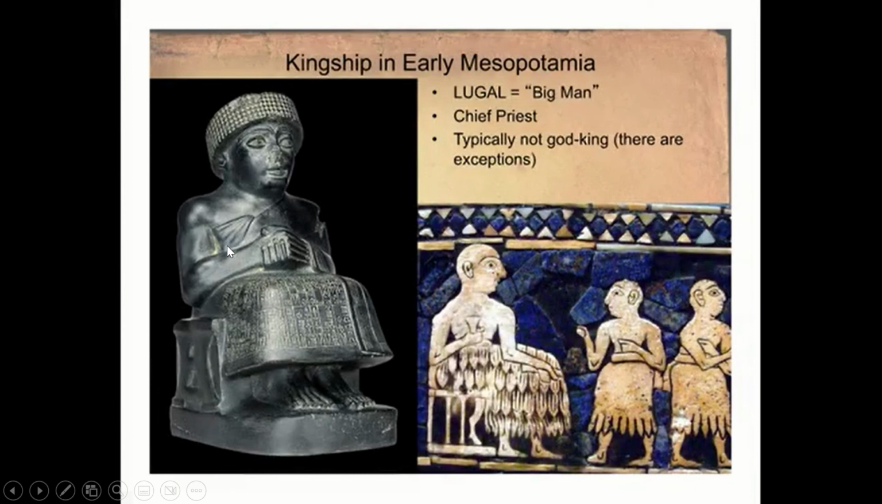Now, if you want to compare that for a second to kingship in early Mesopotamia, those kings are not gods. Remember, we said that their word was Lugal, or the big man, which we talked about in the first lecture. They really started out as priests, right? So these guys are just priest kings and then warrior kings and then just kings, right? But they start out as chief priests. And even though they're chief priests, when they die, they're not deified like the Egyptians are.